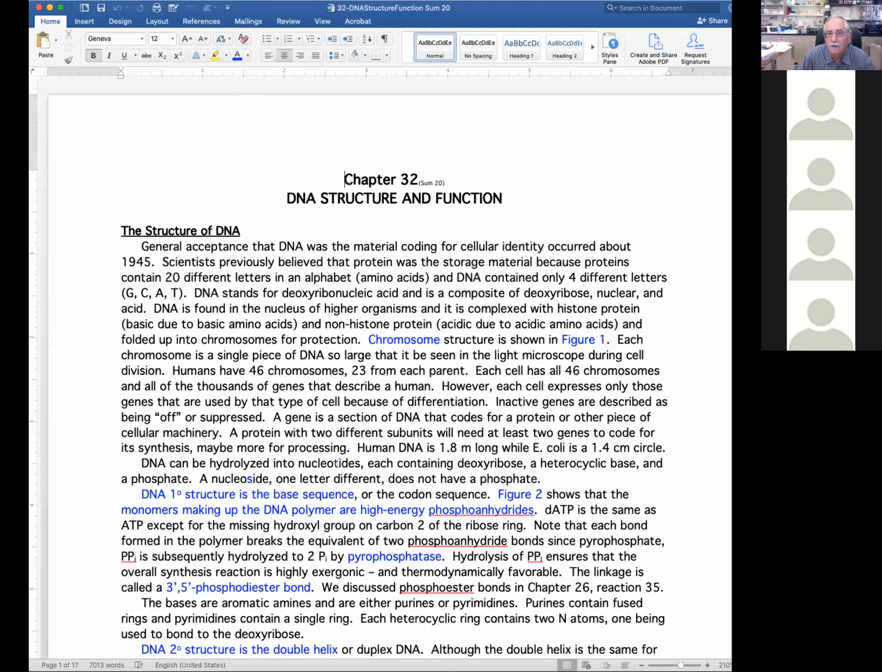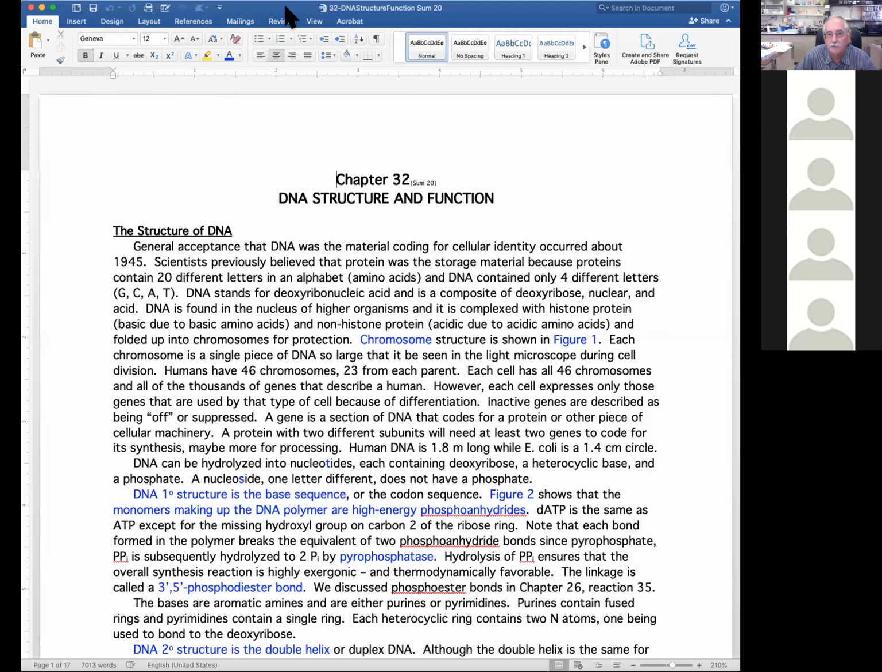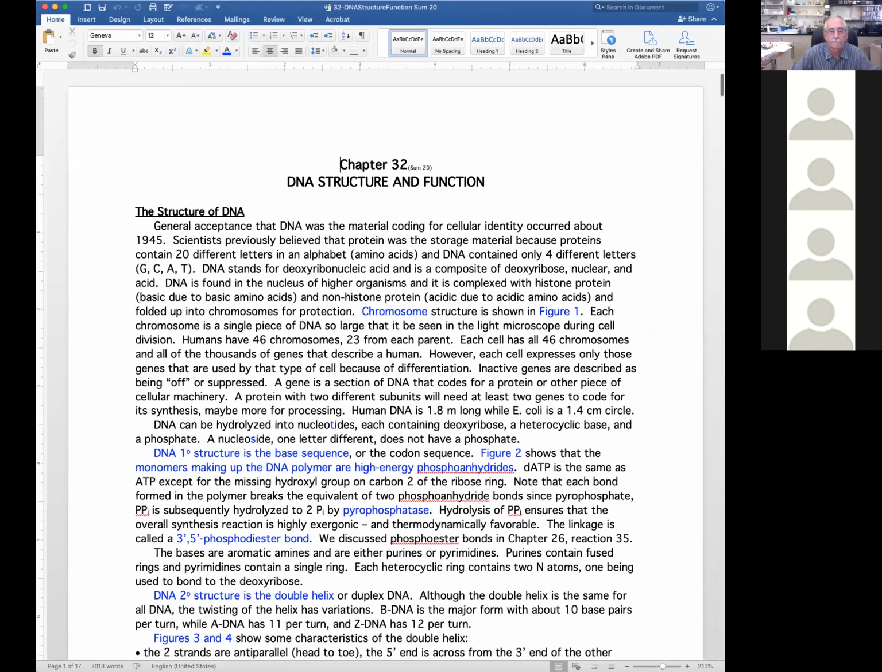So today's our first day on DNA. The first chapter is about structure and function. Then we'll talk about what information is and how it's totally changed science.